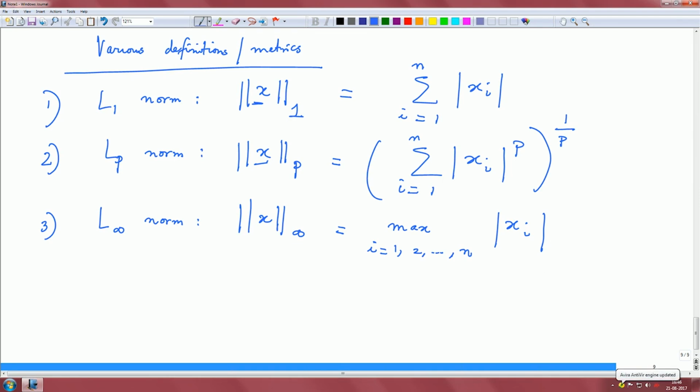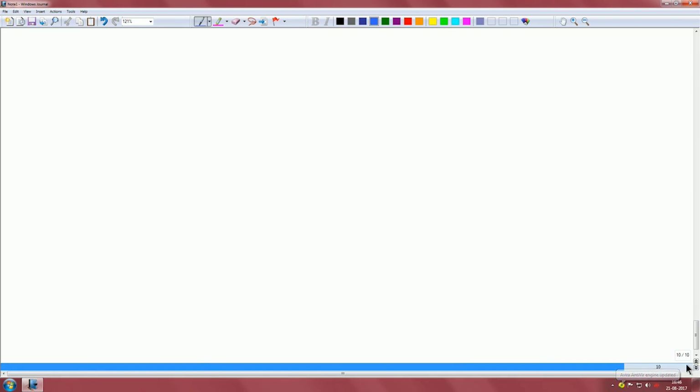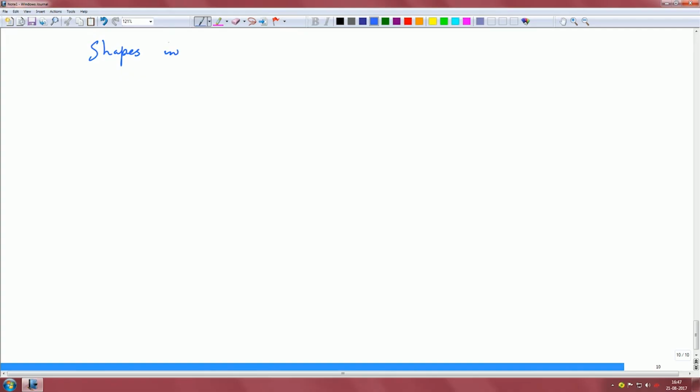Now, I think it is very important for us to think how these norms are related geometrically, because if you think about the geometry, it is very easy for you to visualize and picture where this vector lies, what is the boundary, what are we trying to optimize, and that picture becomes very, very clear. So, let us see the shapes in R2. That means, we have all our vectors which are in R2, that is 2 coordinates, 2 dimensional vectors, and we want to see where these norms reside.